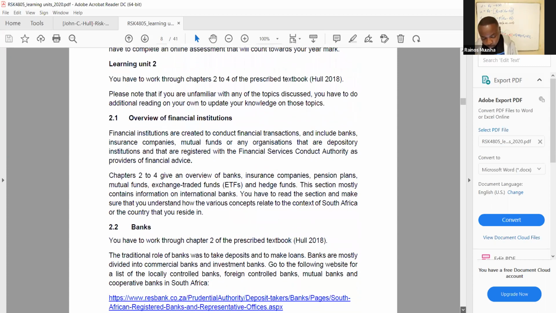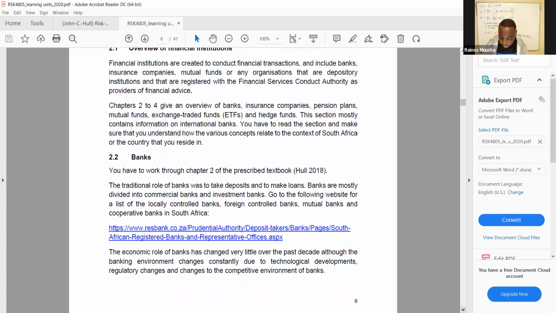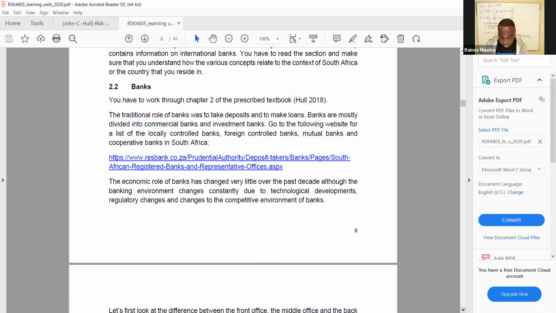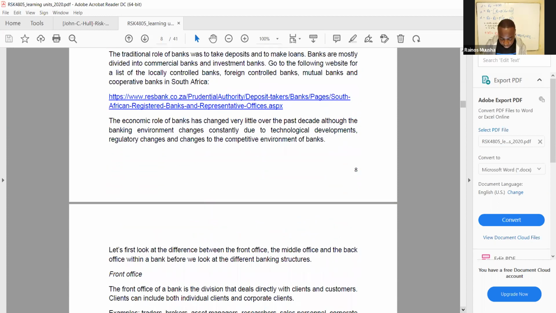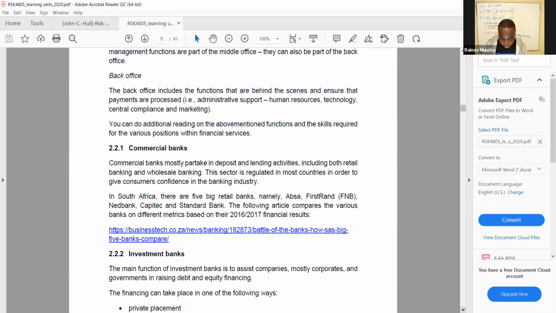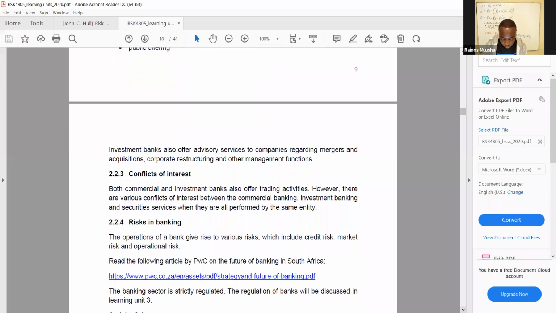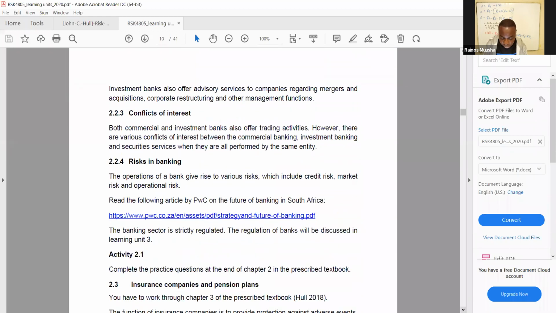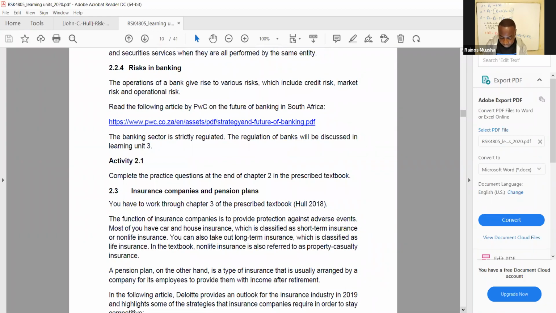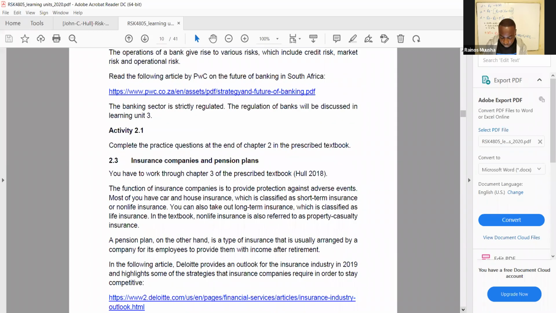And in chapter 2, we're going to look at the overview of financial institutions, and we're also going to look at the different financial institutions, which is basically the banks. When you look at the banks, you're going to be looking at the commercial banks, the investment banks, and also the issues of conflict of interest and risks in banking as well. So that's basically what we're going to be looking at in chapter 2 as part of Learning Unit 2, and that's what we need to cover today.